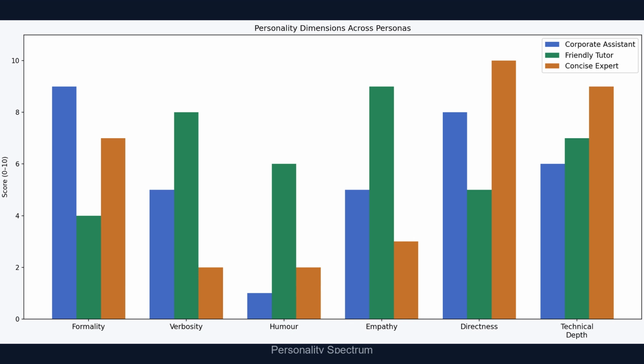What this visualization makes clear is that personality isn't a single dial, it's a six-dimensional profile, and the combination of those dimensions is what makes each persona feel distinct. When you define your own persona, map it across dimensions like these before you write a single training example. It forces precision that vague adjectives like friendly or professional simply can't provide.